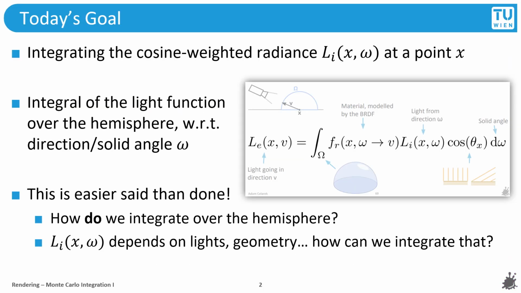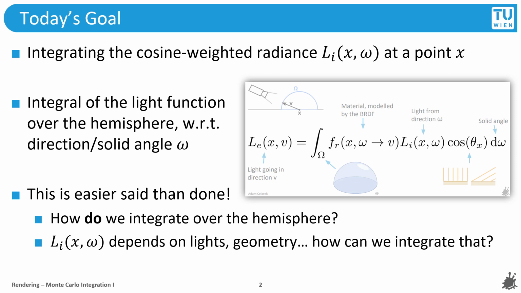And today's goal will be to put into practice what we saw last time, and that is the integration of the cosine-weighted incoming radiance at a point x. And the integral that we will have to compute is that of the light function over the entire hemisphere with respect to direction or solid angle omega.